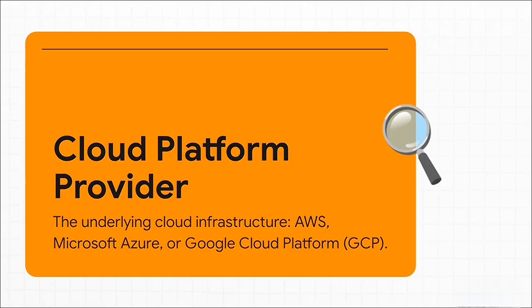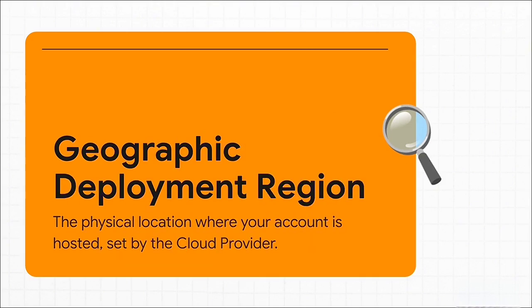Next choice, the cloud platform provider. So here's the thing about Snowflake. It doesn't have its own data centers. It actually runs on top of the big 3, AWS, Azure, or GCP. You get to pick which one you want your account to live on. It doesn't change much for you day to day, but it does affect the next choice, which is the geographic deployment region. This is just the physical location of the data center where your account will be.